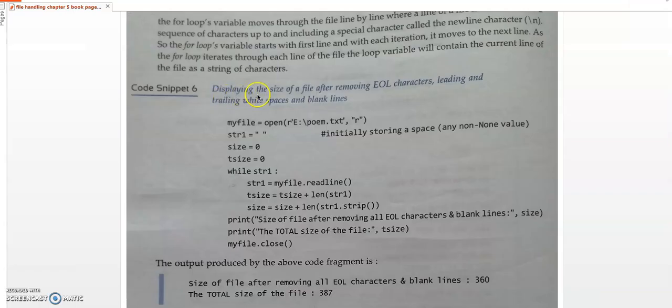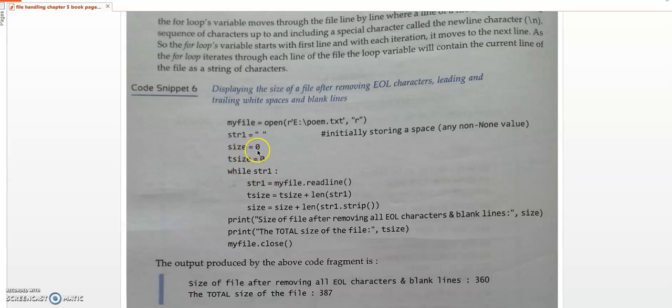This program displays the size of the file after removing the end of line characters. End of line characters are nothing but \n, the enter character, along with leading and trailing white spaces and the blank lines. Here I am opening the file. I have used the while loop here. Instead of the while loop, you can choose the for loop also.